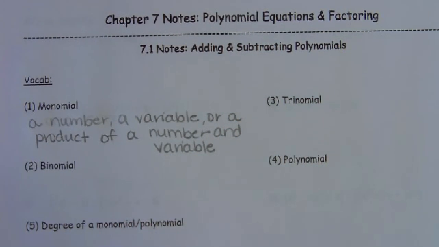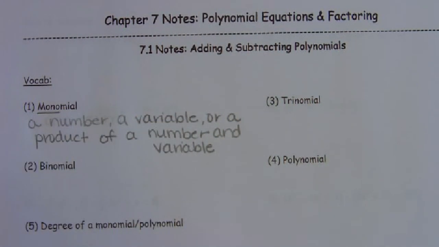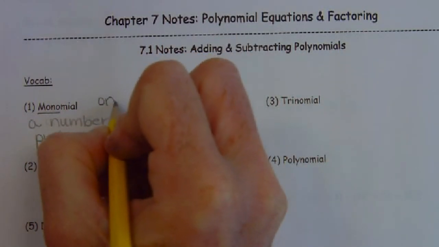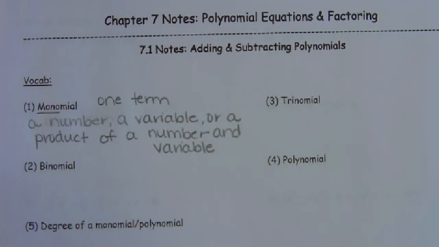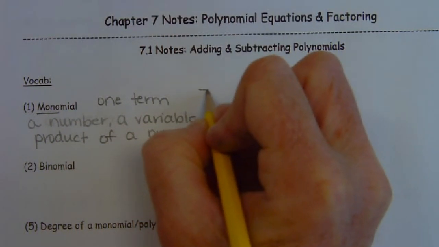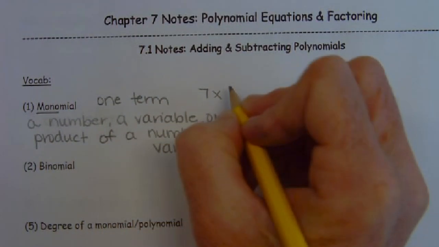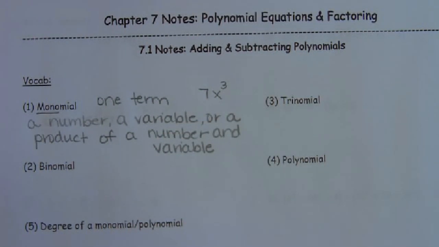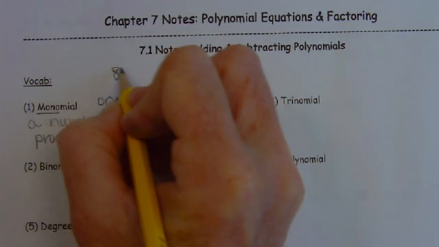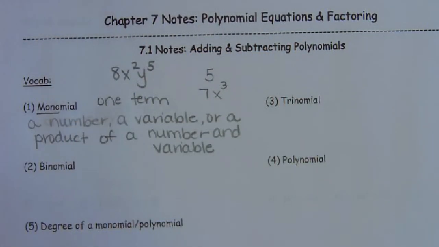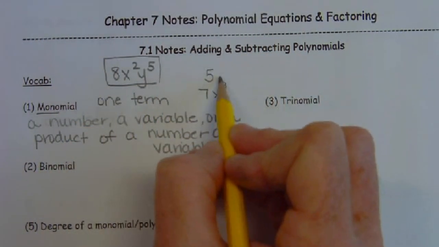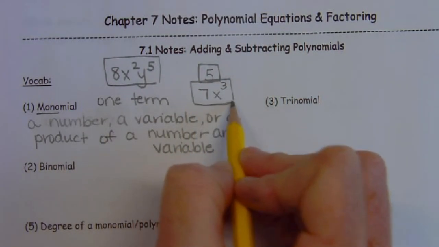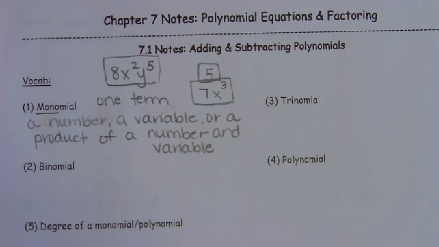The way I like to think about a monomial, when you see that word, mono means one. So it's kind of like a one-term piece. Let me explain what a one-term piece is. An example would be 7x. An example would be 7x to the third. An example would just be the number 5. It could be 8x squared y to the fifth. But what it is, is that they are all one piece or one term. This will probably make a little more sense when we talk about what a binomial or trinomial is.